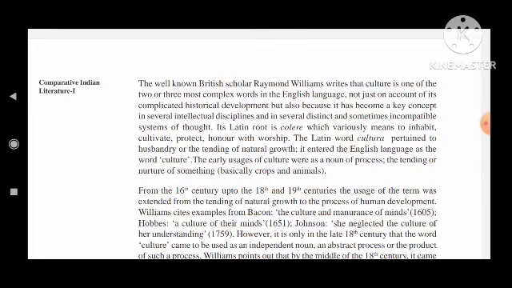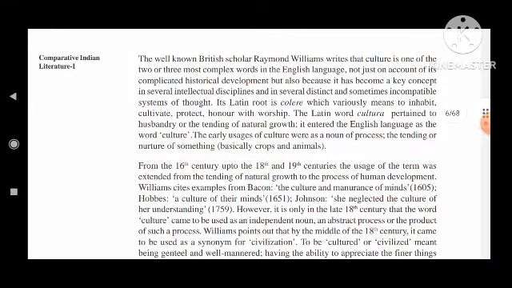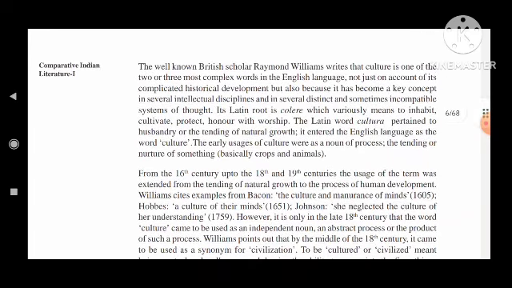The well-known British scholar Raymond Williams writes that culture is one of the two or three most complex words in the English language, not just on account of its complicated historical development, but also because it has become a key concept in several intellectual disciplines and in several distinct and sometimes incompatible systems of thought.